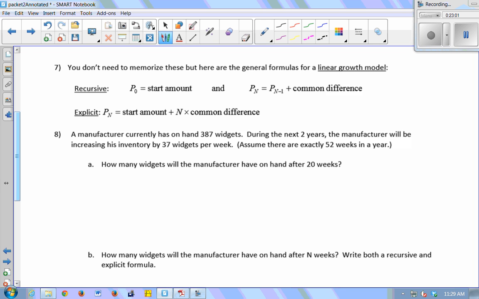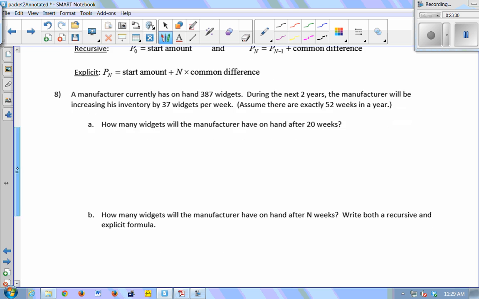And your explicit rule is always going to be P sub n is equal to your starting amount plus the common difference times n. So this is exactly what we just did. If you don't like to memorize things, you don't have to memorize these, because we just came up with formulas without having known these to begin with. It's just written in words, exactly. But if you like to have formulas, you can refer to these if you want.